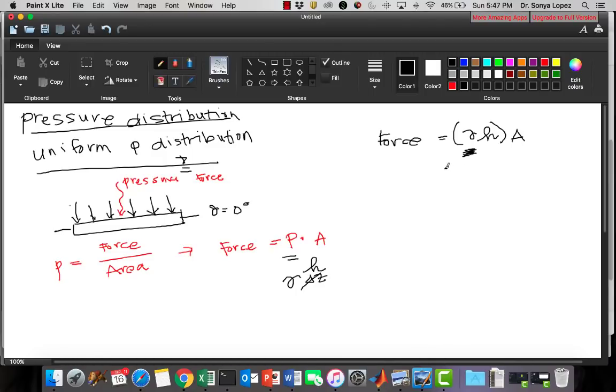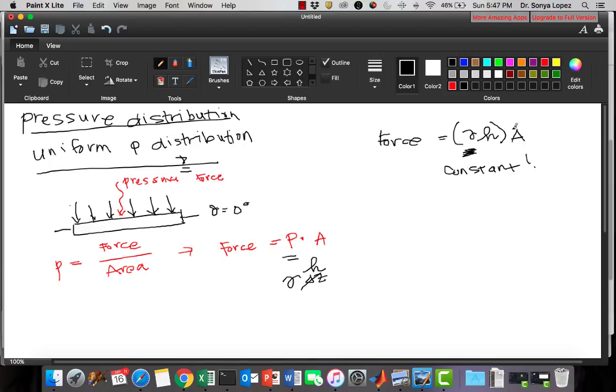Now remember, this specific weight must be constant, right? Okay, so you cannot have some oil and some water. This distribution will be different, okay? So it must be constant, okay?